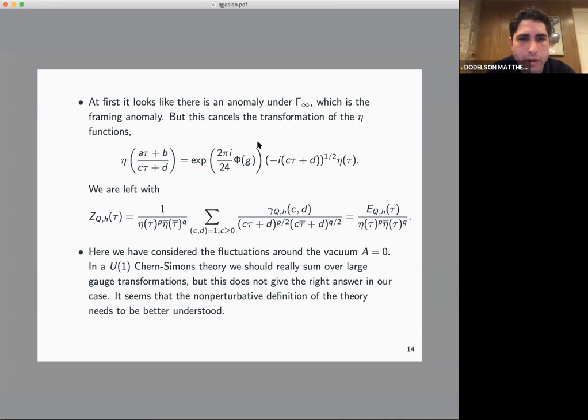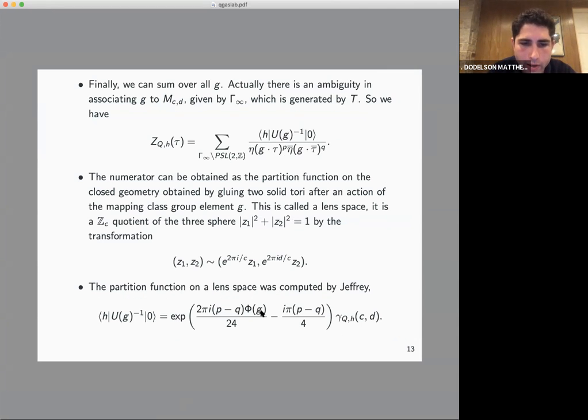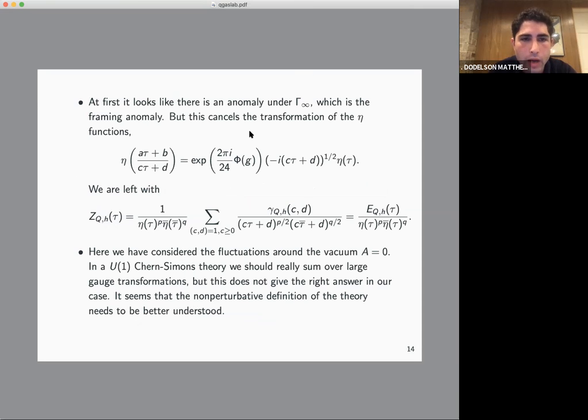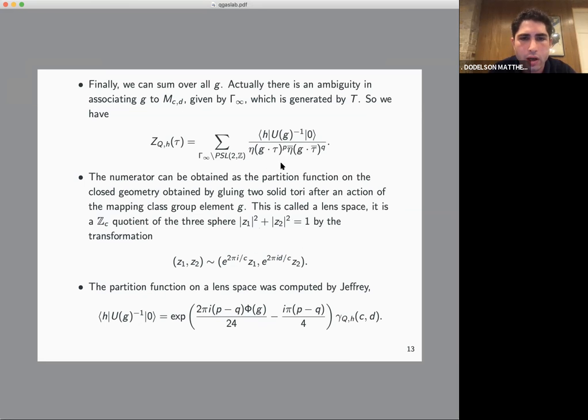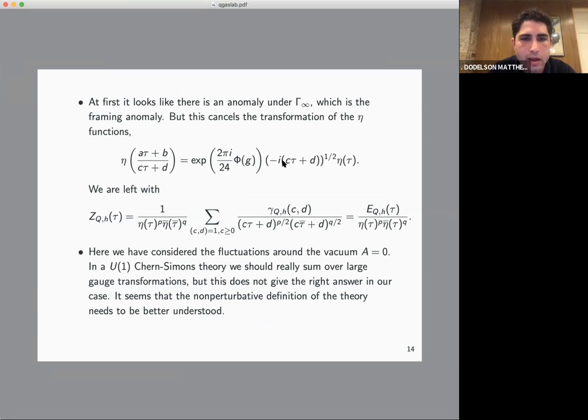Okay, so at first it looks like there's an anomaly under gamma infinity because this Rademacher piece transforms under gamma infinity. But actually this cancels the transformation of the eta functions in this denominator because they also transform according to the Rademacher function. And so finally, we're left with this sum that we had before, and it's exactly the Eisenstein series over these eta functions. And so the partition function in the bulk geometry reproduces the ensemble average of the boundary theory.